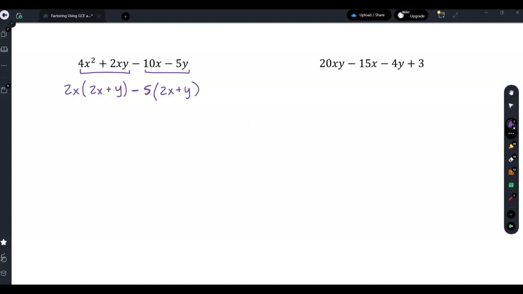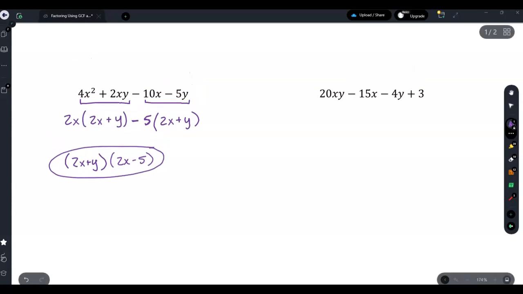And I know that I've done it correctly and that grouping is working because I've got the same thing in each parenthesis. So I would just take that part that they have in common and factor it out front. And then you could just cover that up basically to see what's left. And so in this case, what's left when I factor that out is 2x minus 5. So let's go to the next one.